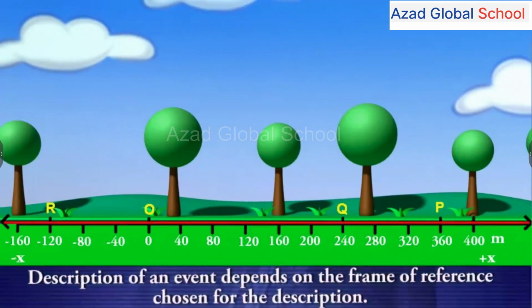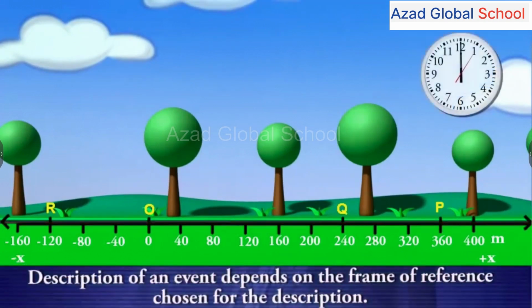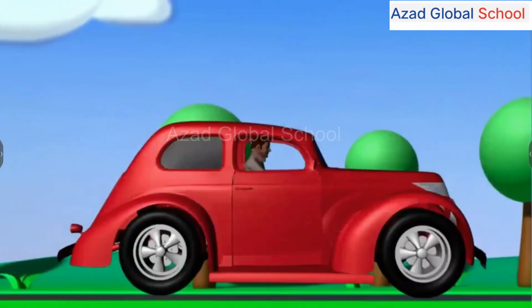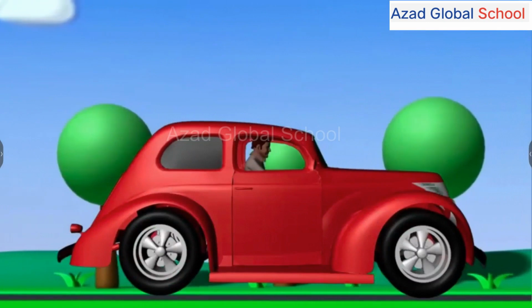Description of an event depends on the frame of reference chosen for the description. For example, when you say that a car is moving on a road, you are describing the car with respect to a frame of reference attached to you or to the ground. But with respect to a frame of reference attached with a person sitting in the car, the car is at rest.